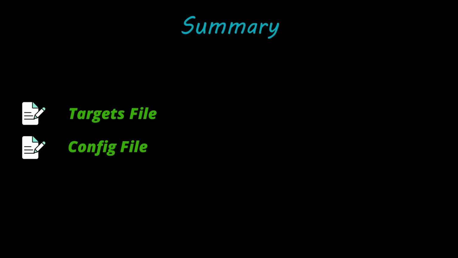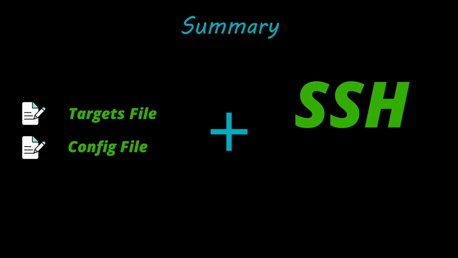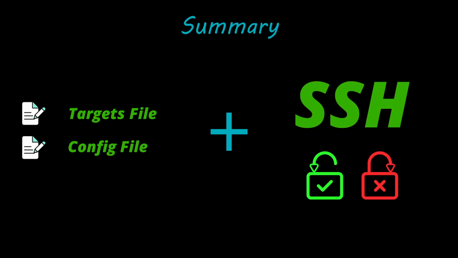Okay, a quick summary. Ansible requires two files, the configuration file and the targets file. In addition to the Ansible configuration, you must configure your SSH connections by creating keys, share the public ones, and add the private one to the system, so applications like Ansible can use it.